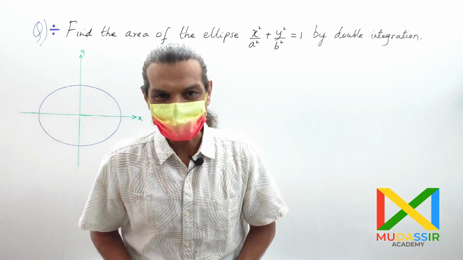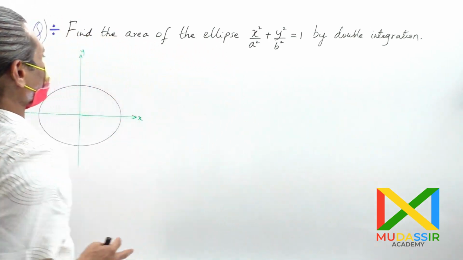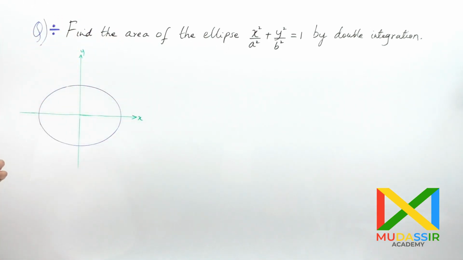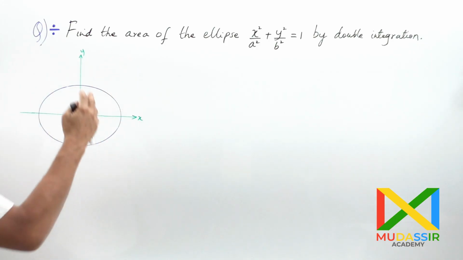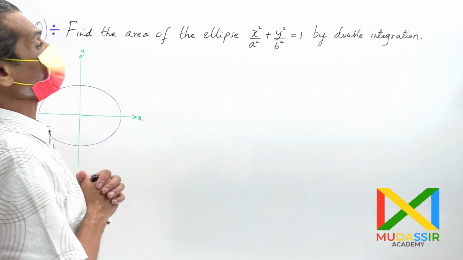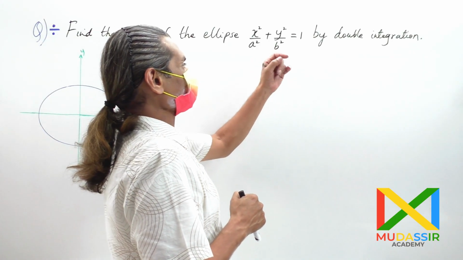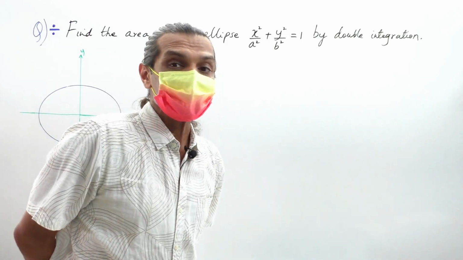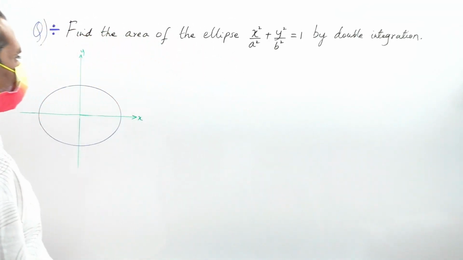Hello students, welcome back. Today in this video we are going to solve a very important problem on application of double integration, that is finding the area. The problem here is: find the area of the ellipse x square by a square plus y square by b square is equal to 1 by double integration. A very interesting problem.